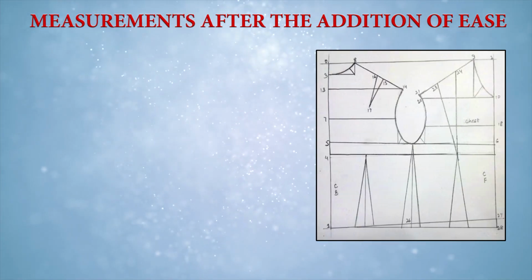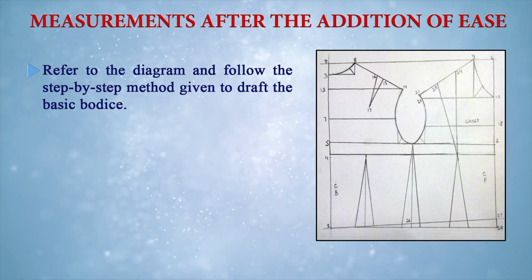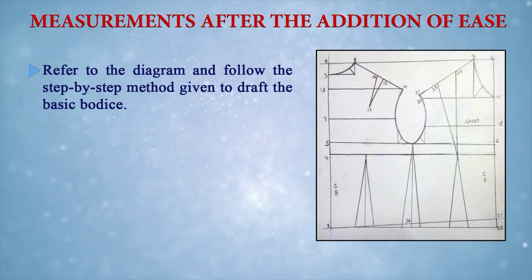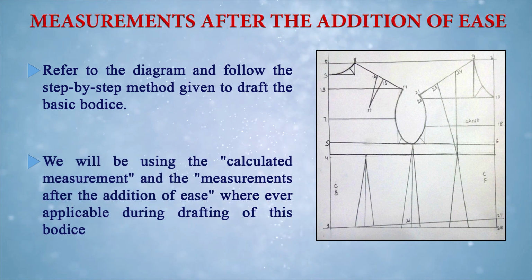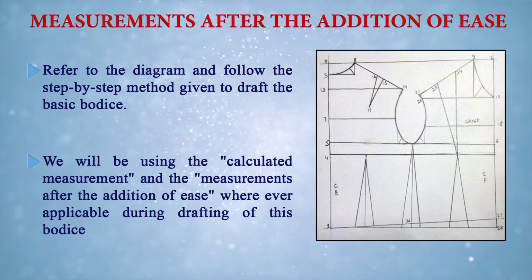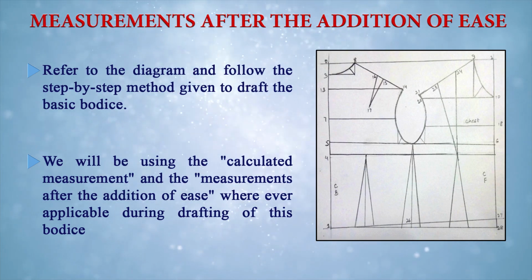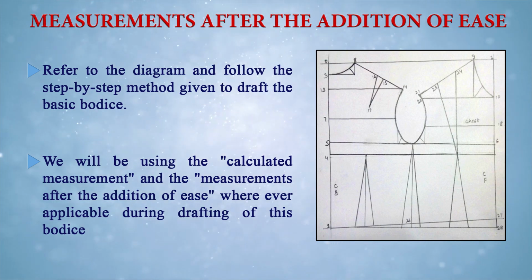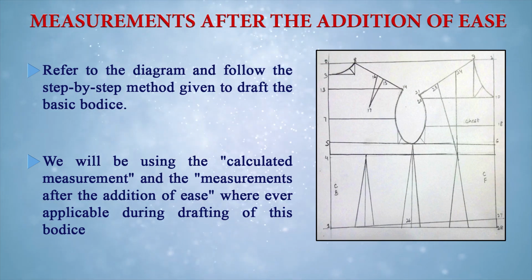As you can see, you can refer to this diagram and follow the step-by-step method given to draft the basic blocks. We will be using the calculated measurement and the measurement after adding ease wherever applicable during drafting of the bodice. So we will use the actual measurement and the derived measurement both wherever applicable. Then how will you start developing a bodice pattern?